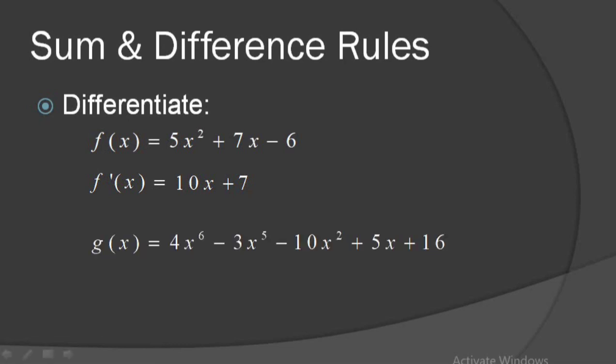Next example is g of x is equal to 4x raised to 6 minus 3x raised to 5 minus 10x square plus 5x plus 6. Now the derivative of g of x with respect to x is g dash x is equal to. Here 4 is a constant term. The derivative of x raised to 6 is 6 into x raised to 5. We get the answer 24 x raised to 5 minus. Here 3 is the constant term. The derivative of x raised to 5 is 5 into x raised to 4. Then we get the term minus 15 x raised to 4. In this way we get the answer minus 20x plus 5. Here the derivative of 6 is 0.